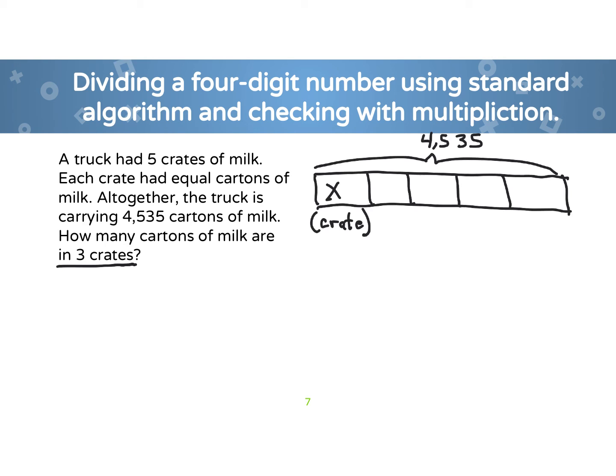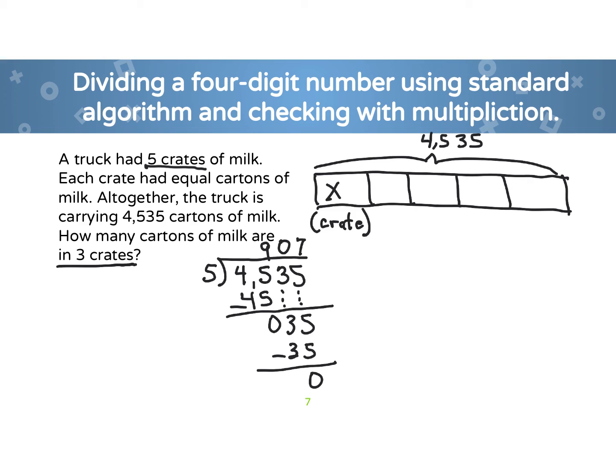Okay, I have 5 boxes that represent my 5 crates of milk, and then I know that I have a total of 4,535, so I need to find out how much is in each crate. So I'm going to take 4,535 and divide it by 5. So that's my equation. I'm going to do that now. You do it on your paper, box number 4.